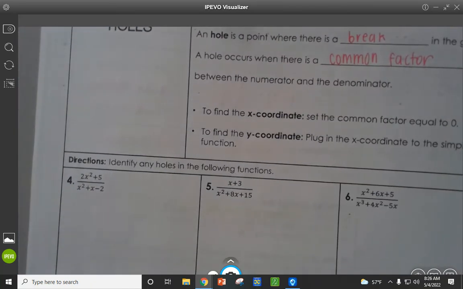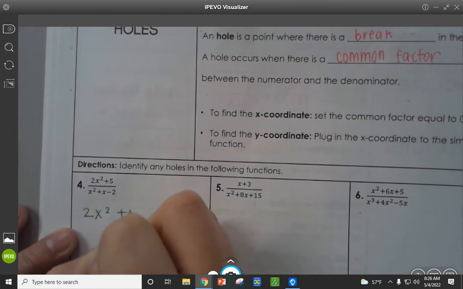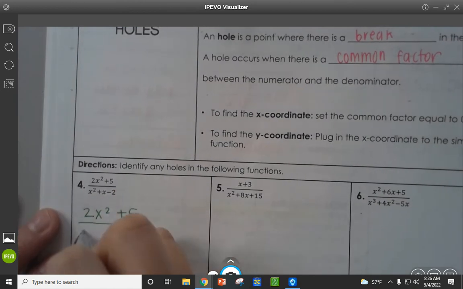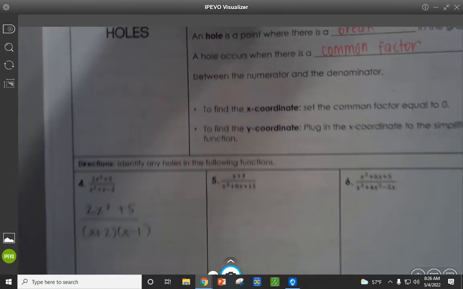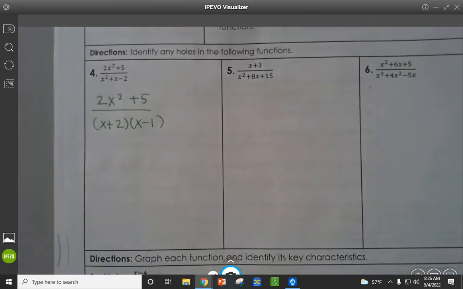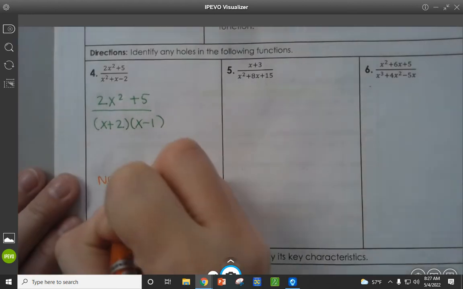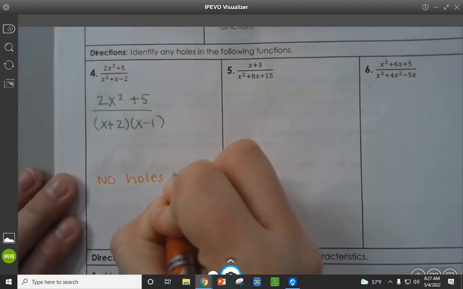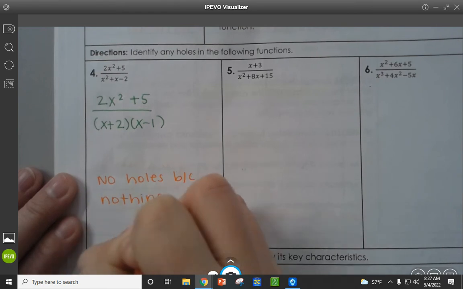So this first one, when we did this one, we got 2x squared plus 5 over x plus 2, x minus 1. Did we have anything cancel out on this one? So there are no holes because nothing canceled.